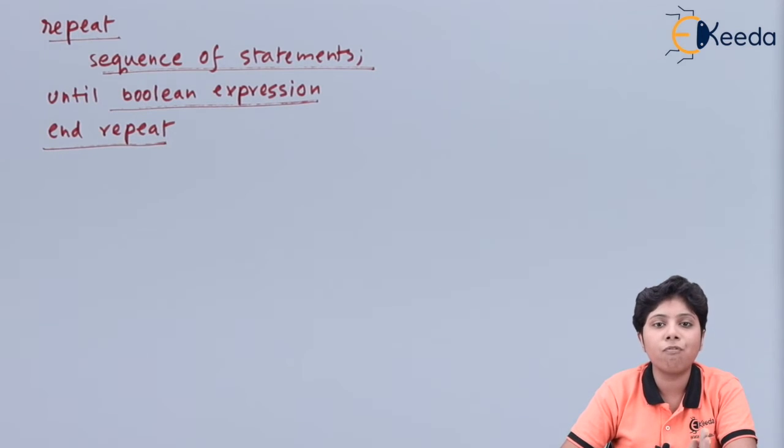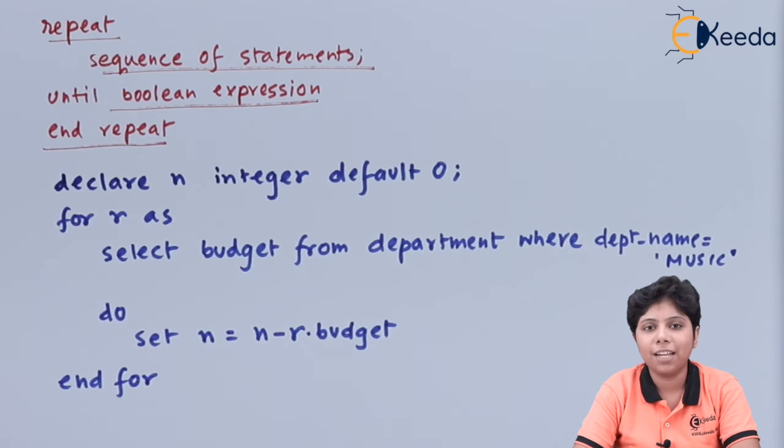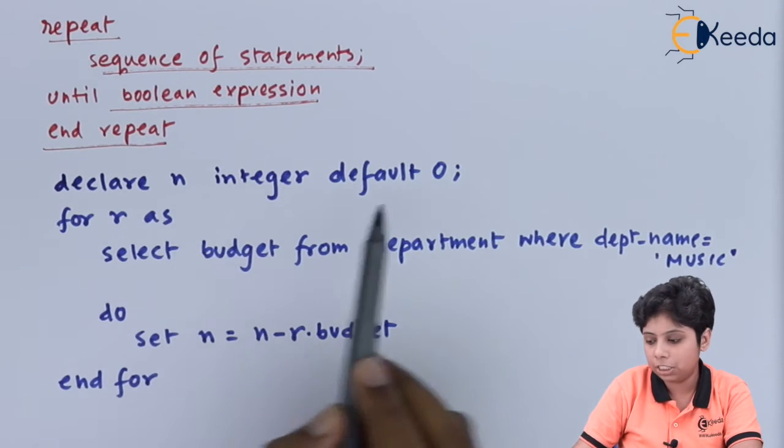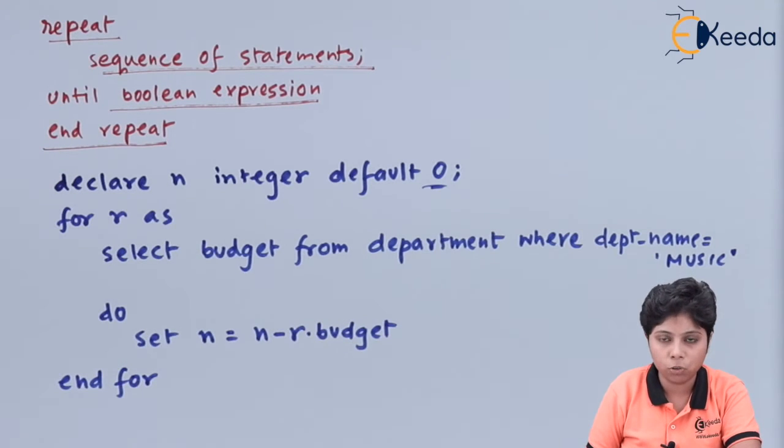We also have a for loop to be introduced in an SQL language construct. Let's see with an example. Now see, this is a for construct for the SQL language. Here I have declared n as an integer whose default value is 0.